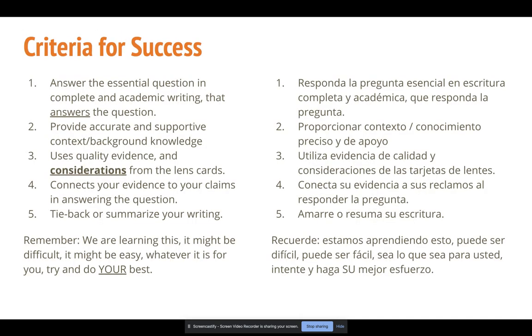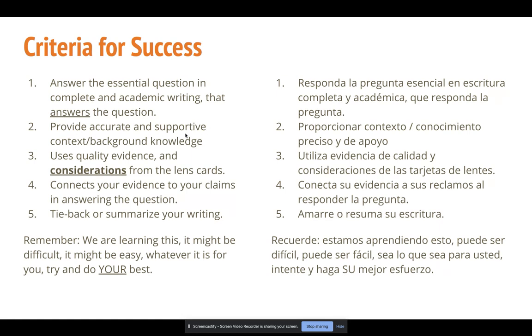And then here's the criteria for success. Answer the essential question in complete academic writing that answers the question, okay? You have to make sure that you're answering the question. I would love to just read your critique of this TV show, okay? Trust me, I would. Like, genuine, honest answer. I would love to read everyone's critique of a TV show or movie or book. But make sure you answer your essential question.